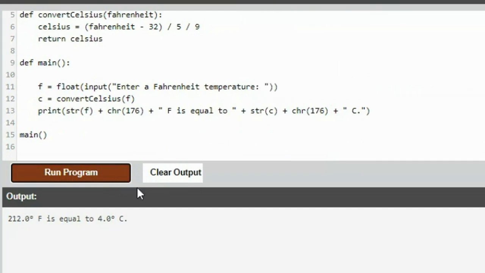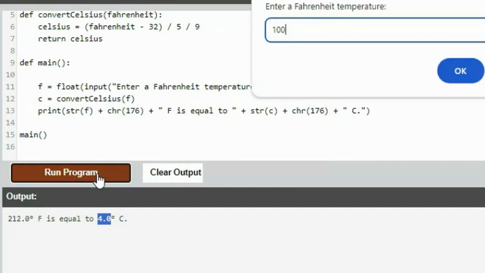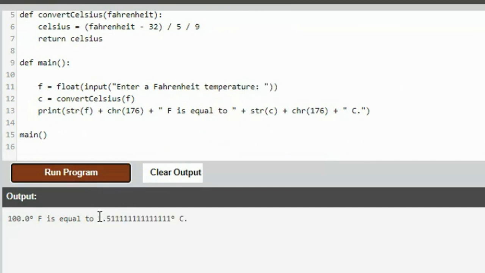Because 212 degrees Fahrenheit is 100 degrees Celsius. 212 says that's 4 degrees. Oops, wait a minute. A lot more than 4. It should be 100 degrees Celsius. Let's see what else you say you tested it with. 100 degrees. 1.5 degrees, just 1.5 degrees over freezing. 100 degrees. This isn't working.